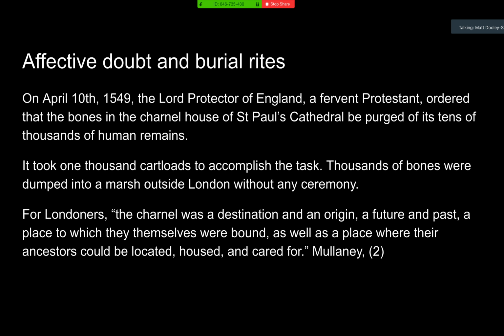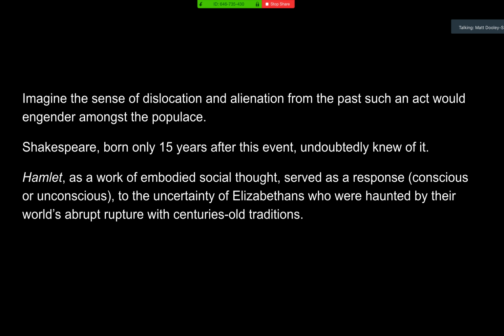For Londoners, the charnel house was a destination and an origin, a future and a past, a place to which they themselves were bound, as well as a place where their ancestors could be located, housed, and cared for. So I want us to imagine for a moment the sense of dislocation and alienation from the past that such an act would have engendered among the populace.